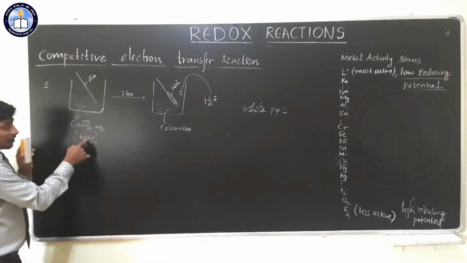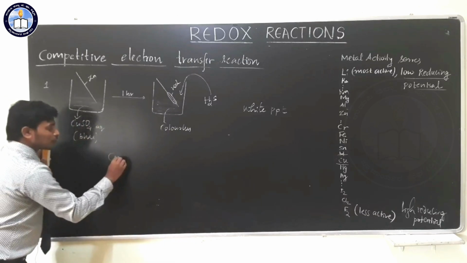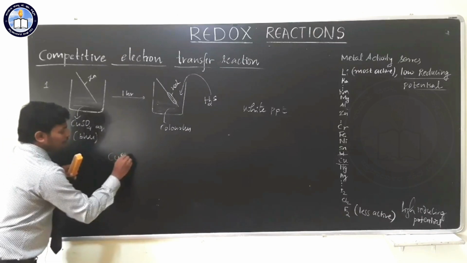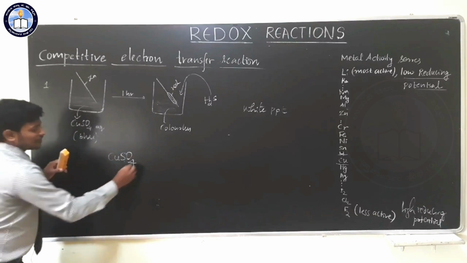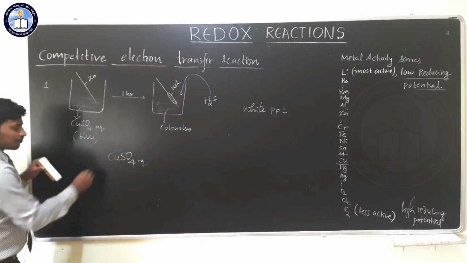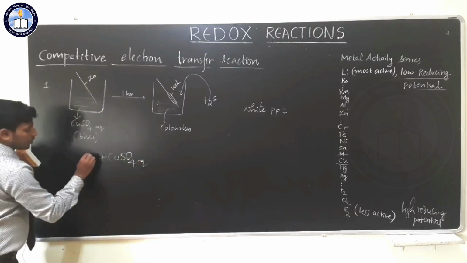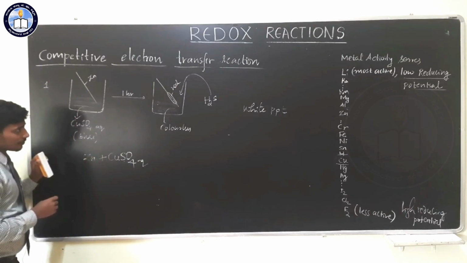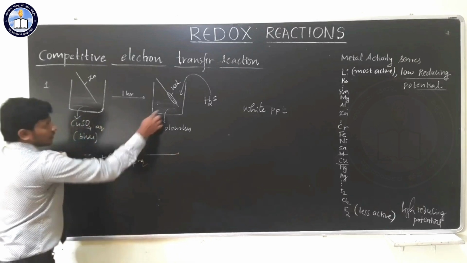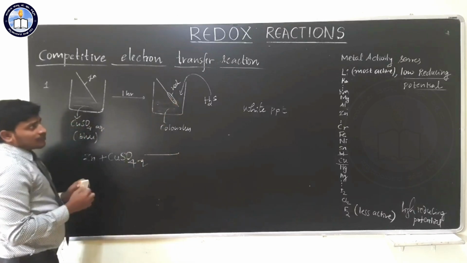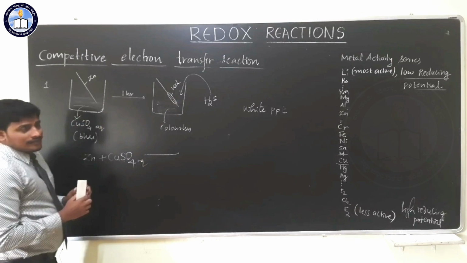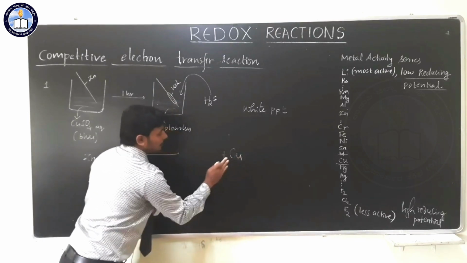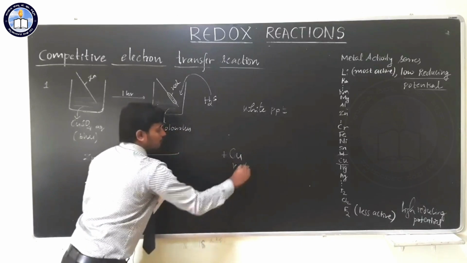The blue color is because of the presence of Cu2 plus ion. Cu2 plus means what? It is in the form of copper sulfate, which is aqueous, isn't it? When we add zinc here, a red color metal is deposited on the surface of the zinc rod, that means I am getting copper as the metal. This is what is red in color.